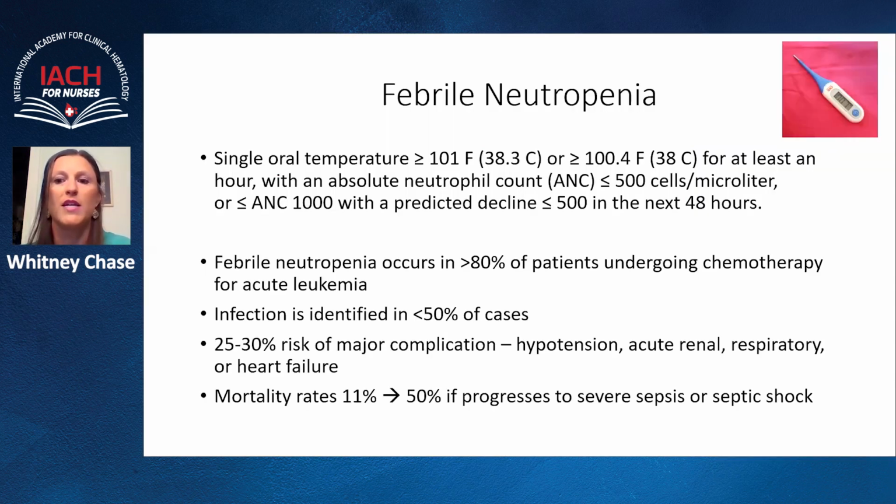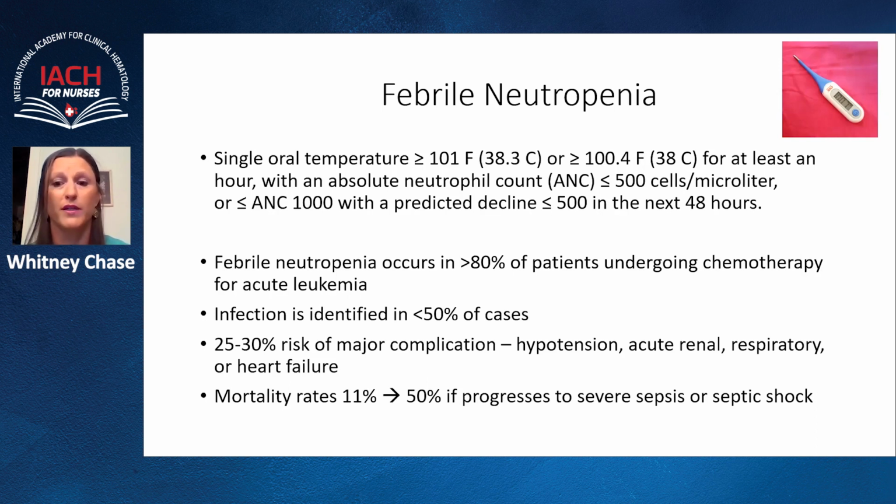So febrile neutropenia is defined by its 2 parts, the fever and the neutropenia. It can be a single oral temperature greater than or equal to 101 degrees Fahrenheit or 38.3 degrees Celsius, or a temperature greater than or equal to 100.4 degrees Fahrenheit or 38 degrees Celsius for at least 1 hour, with an associated absolute neutrophil count of 500 or less, or an ANC of 1,000 or less with a predicted decline to 500 or less in the next 48 hours.